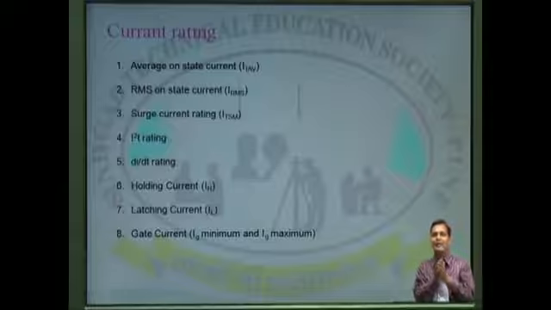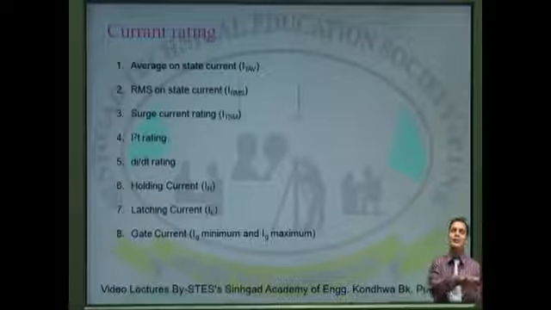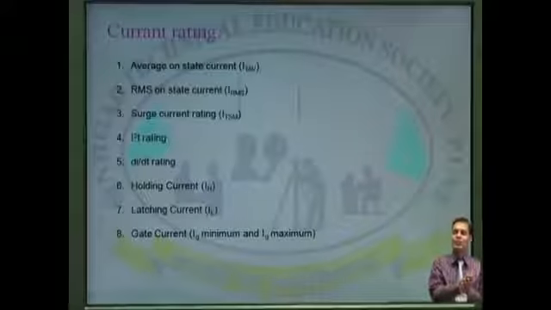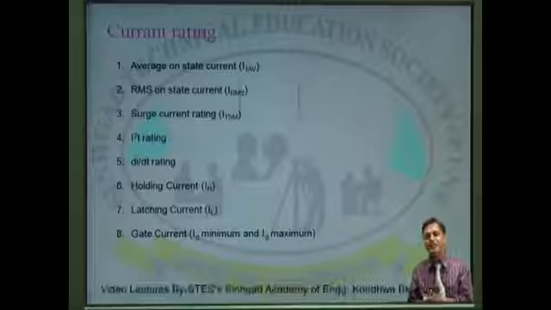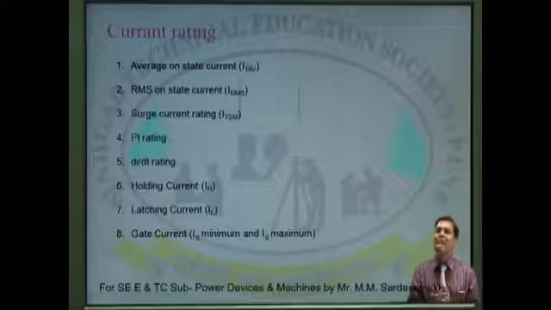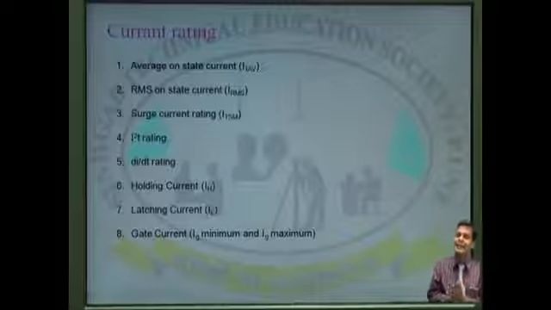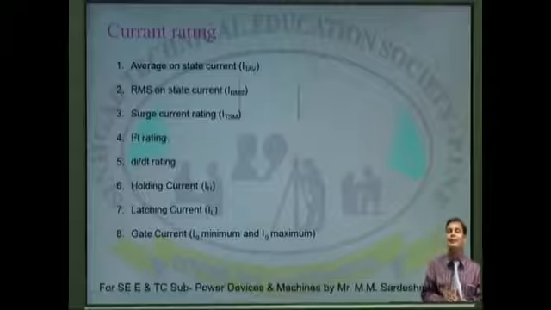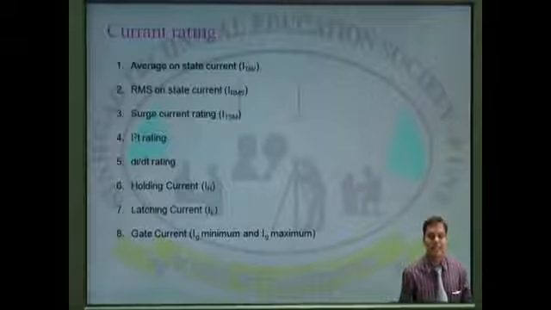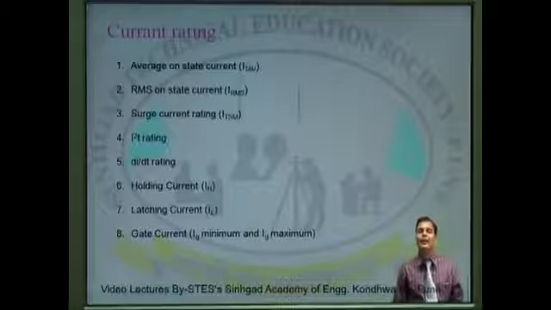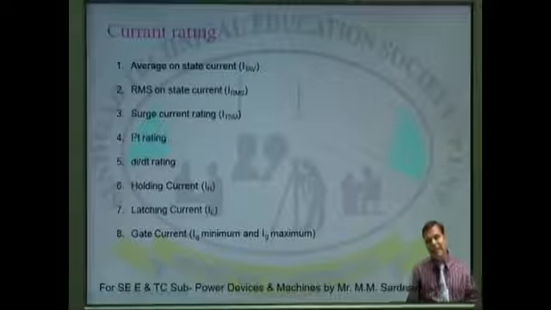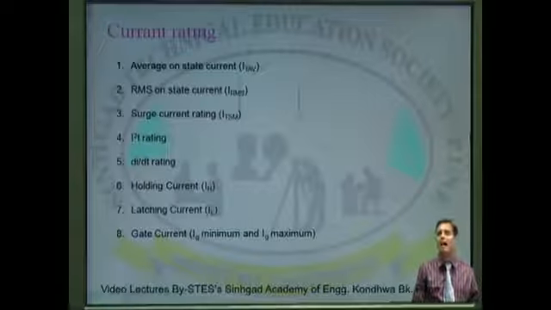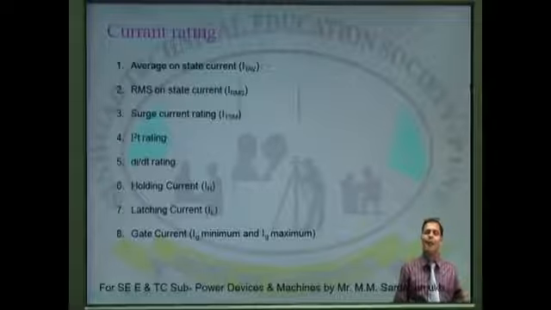That's why I can divide the different current ratings which should be taken into consideration while working with any SCR: average on-state current, that is called IT average, then root mean square current, that is IT RMS, then ITSM, the non-repetitive surge current, which is to be taken into consideration for abnormalities in the device, and the next one is the I square T rating, then di/dt rating, the holding current, the latching current, and last one is the IG, that is IG minimum and IG maximum. So let us see one by one.